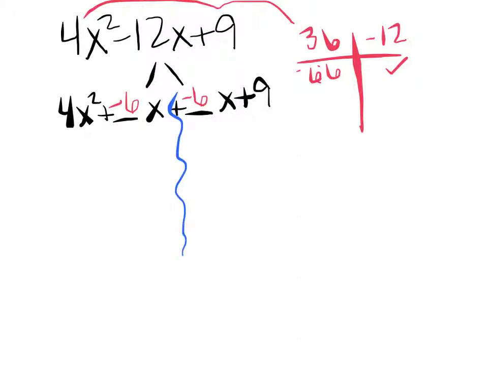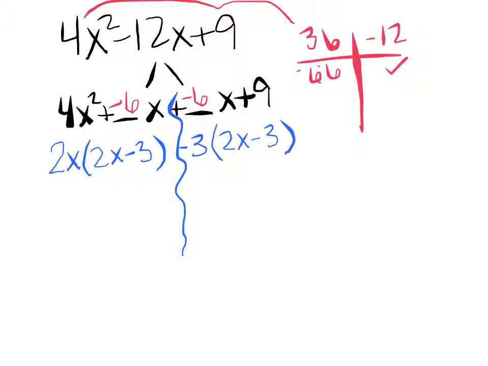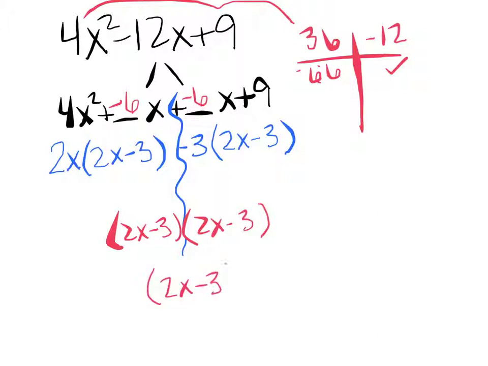Group the first two together and the second two together. We're going to have a GCF of 2x for the first pair. You're left with 2x minus 3. You have a GCF, remember you got to take out that negative, of negative 3 for the second. You have 2x minus 3. So you write down what's the same, 2x minus 3. And what's left over? You get 2x minus 3. So, this was a perfect square trinomial. 2x minus 3 squared is our final solution.